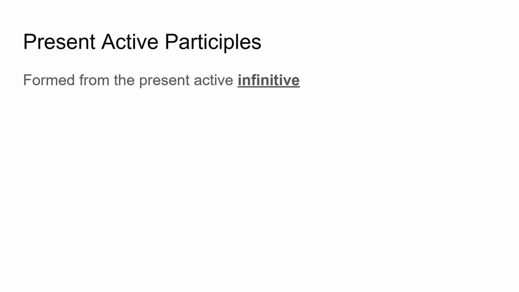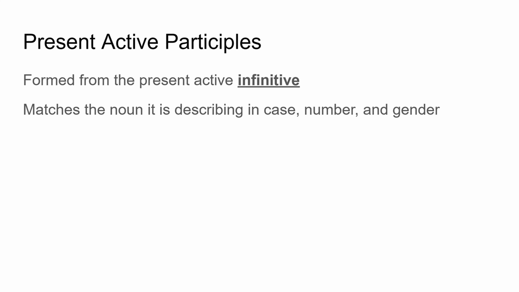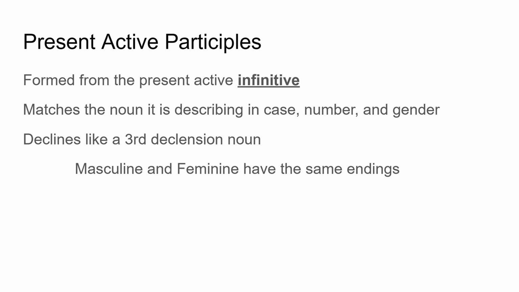So here's what you need to know about present active participles. They are formed from the present active infinitive. Now that's your second principal part in your dictionary if you're looking at your verb lists. It matches the noun it's describing in case, number, and gender. That is just like adjectives. In this case, a present active participle, it declines like a third declension noun. So if you're not sure about 3-3 adjectives, go and watch that video now.